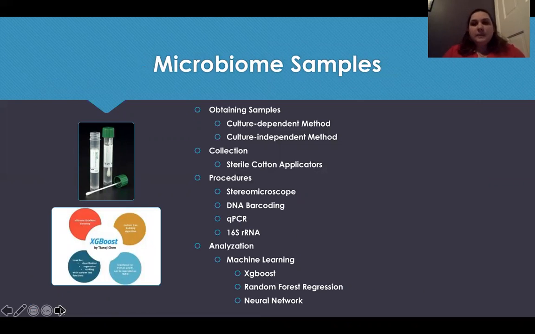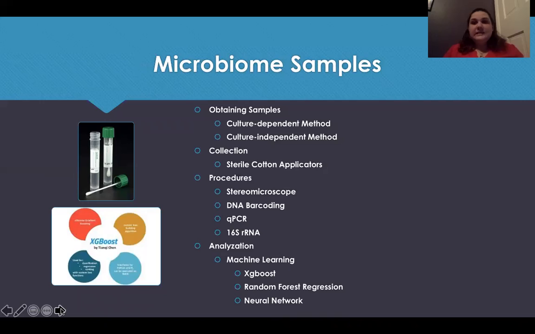So microbiome samples. There's two different ways to obtain microbiome samples, and these include culture-dependent methods and culture-independent methods. Culture-dependent is collecting a sample of microbes and isolating certain microbes and then sequencing them to identify them, whereas culture-independent is just taking the sample and sequencing all the microbes present and taxonomically identifying them.